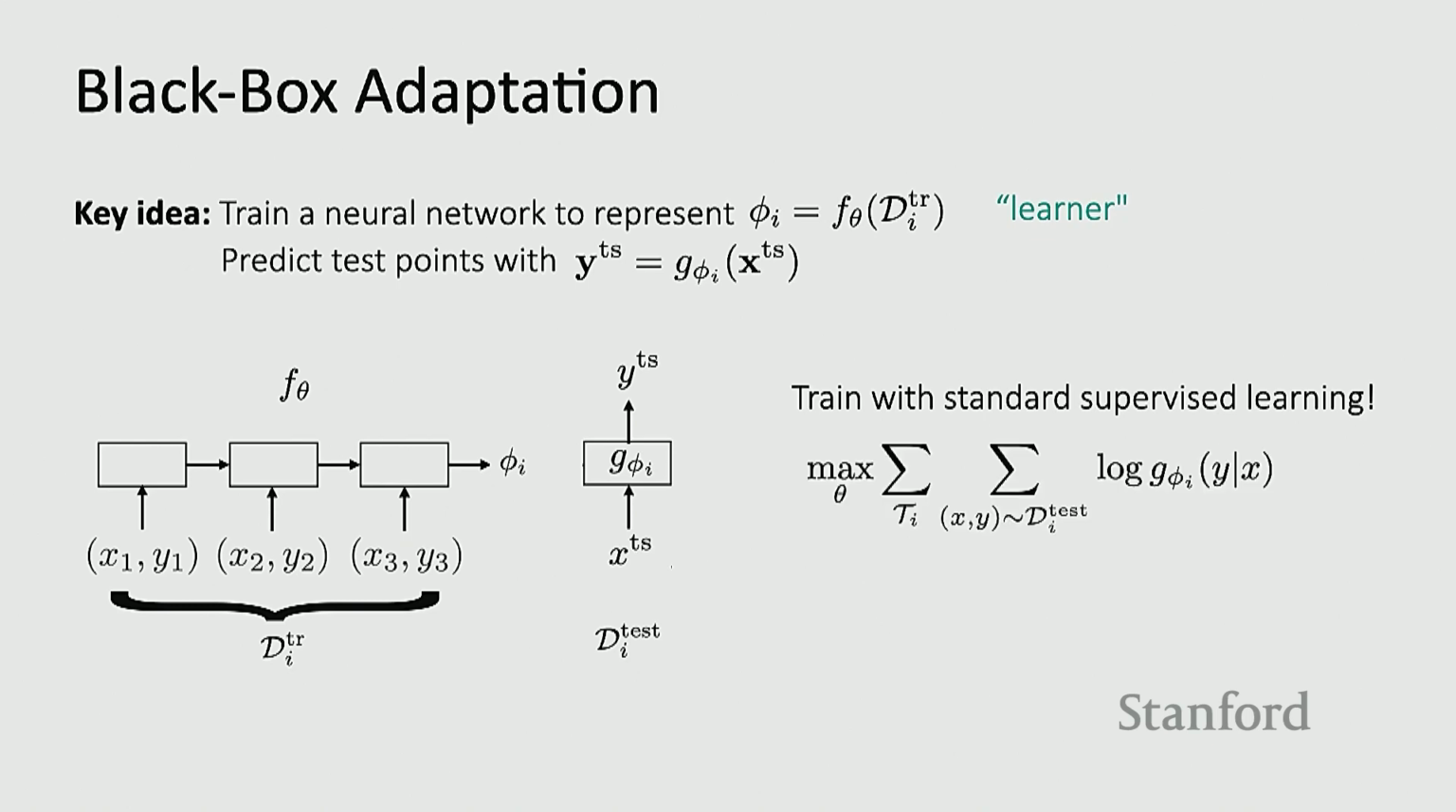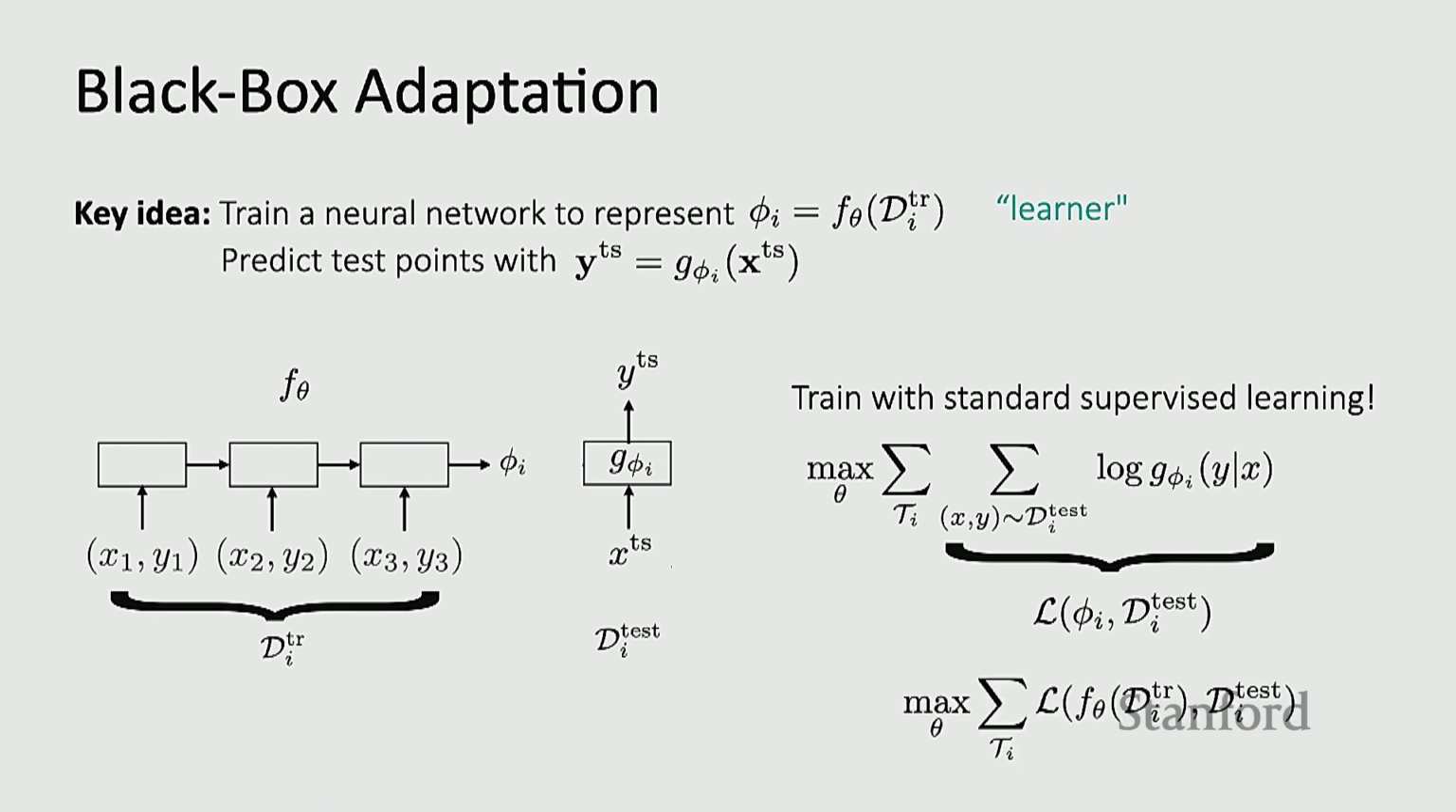So essentially sum over all of your possible tasks and measure how well the model with parameters phi is able to classify new examples. Okay, and if we refer to this as the loss function of the parameters phi on your held out data points D test, then we can also write this loss function like this. So essentially we're using f to predict the parameters phi and then measuring how well the parameters phi generalize to test examples.